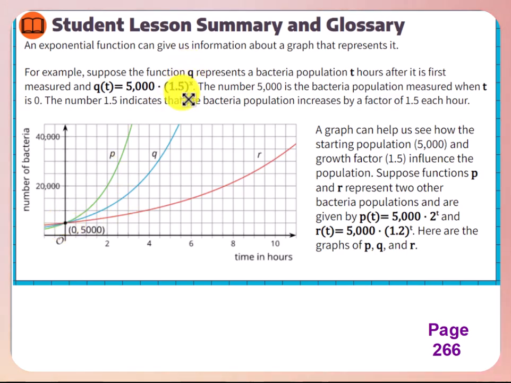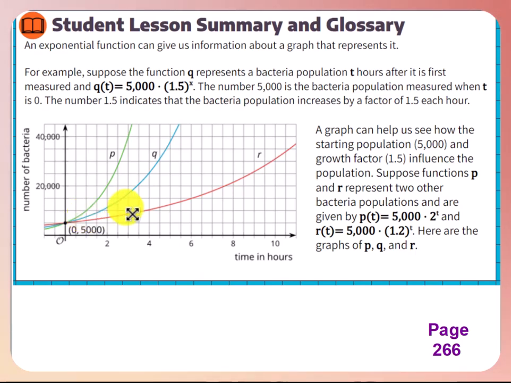But let's look at the growth factor. Okay, this time we have a number greater than 1. Okay, so 1.5, that's Q of t. It's going to be that blue line. Each time we go up by 1, we're going to multiply the previous amount by 1.5.